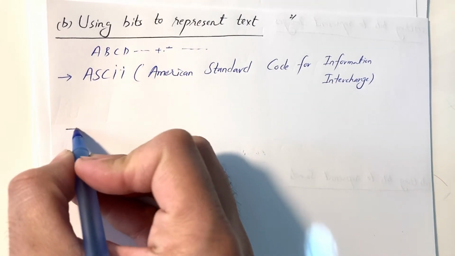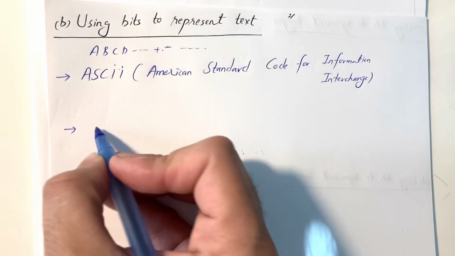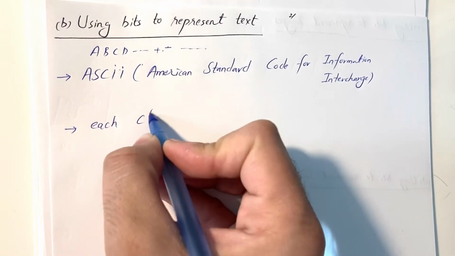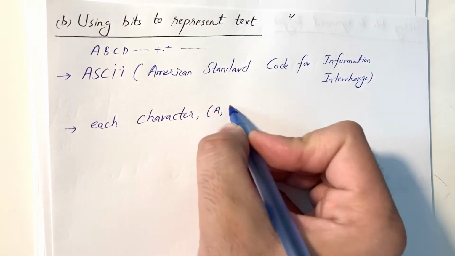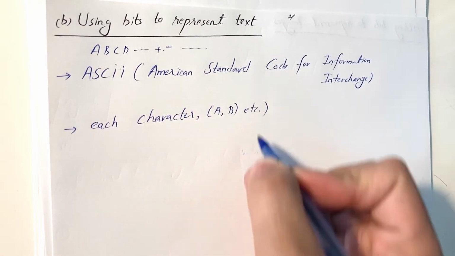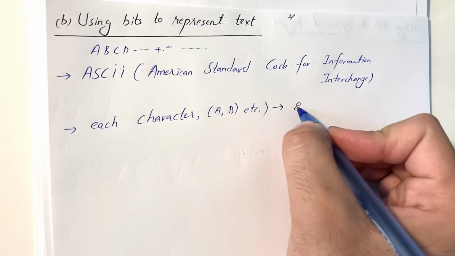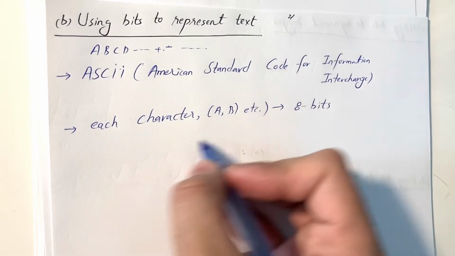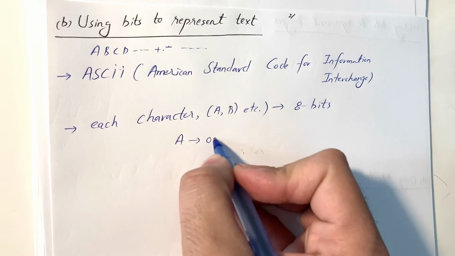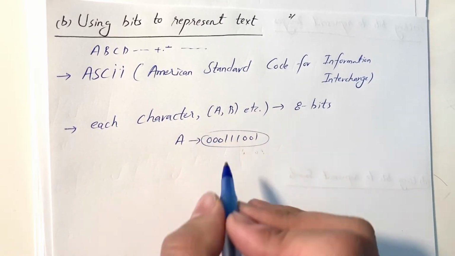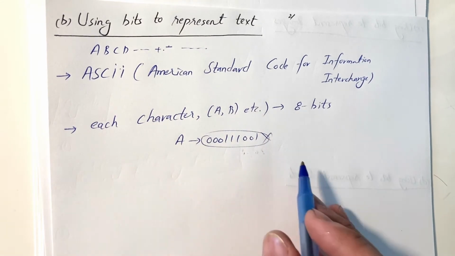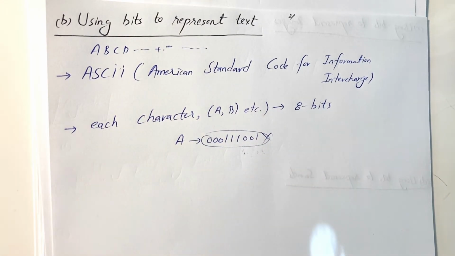So the ASCII table converts each character. It could be a special character, or A, B, C, etc. Each character is of 8 bits. For example, if you have a character A, it would be something like 00011110001. I'm just giving you an example. That's not actually the ASCII code for it. So each character would be of 8 bits.